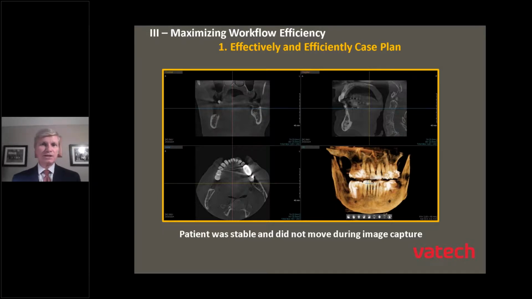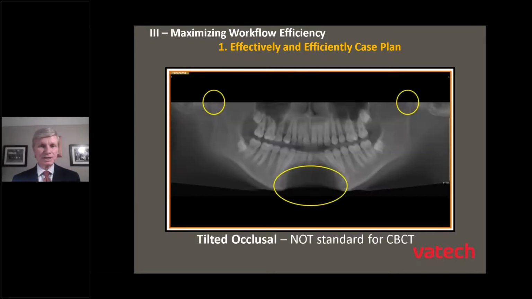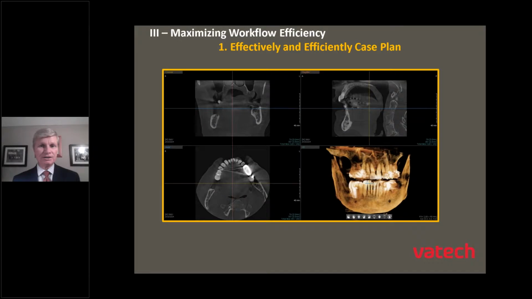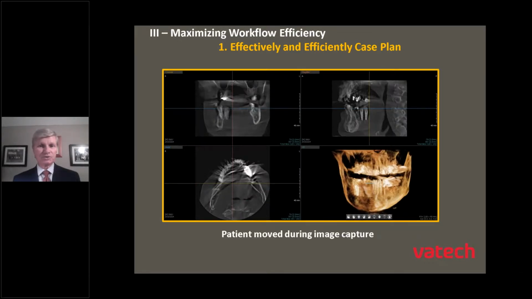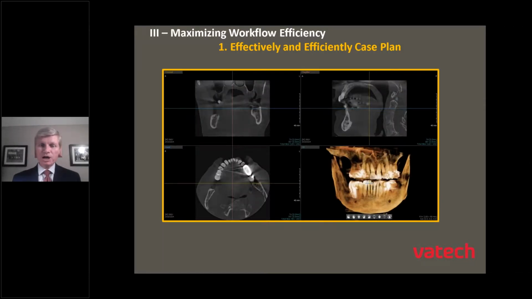So let's say, for instance, a central incisor is being scanned, and that central incisor moves during image capture. Well, what's going to happen? That central incisor is going to appear in multiple places within our CBCT scan, as indicated in this screenshot right here. So it's absolutely essential the patient does not move. Even movement of a few millimeters can really have an adverse effect on image quality.